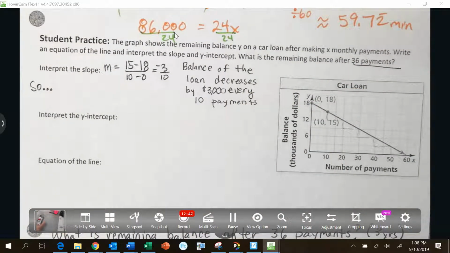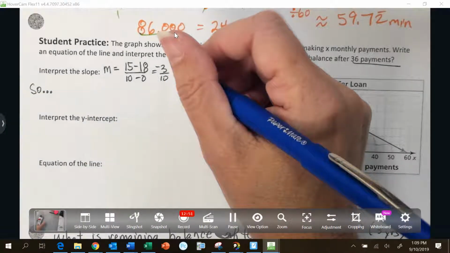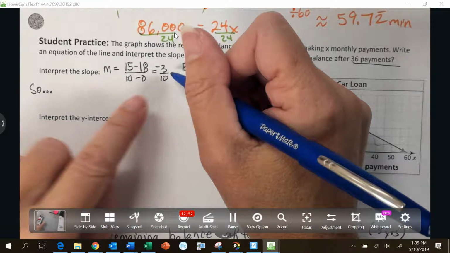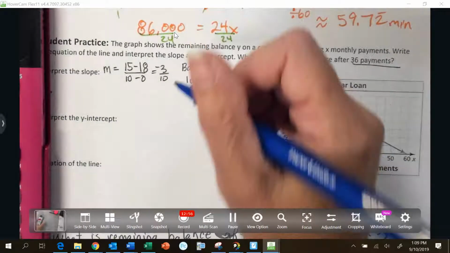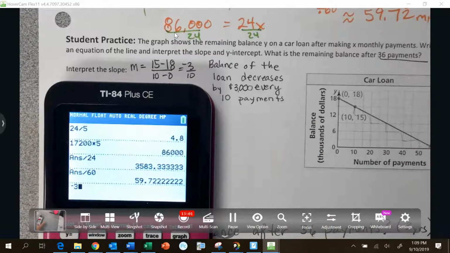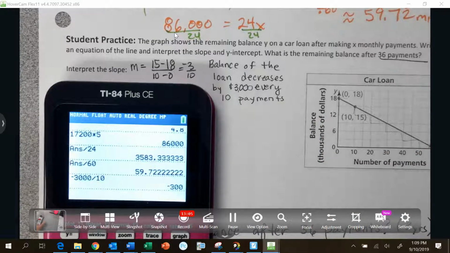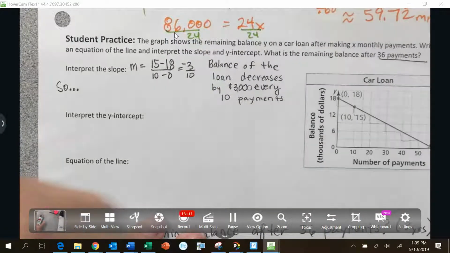Yes, 300. We would take this number and put it into thousands so it makes more sense, and then divide by 10. So you're basically paying $300 a month. I said you were right, I was just wanting to explain how we got it.